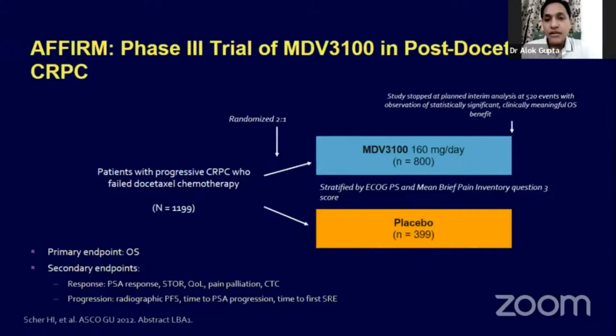So in the first part, the entire story began with this large phase 3 trial, the AFFIRM trial. It was a 1200 patient trial done in post-docetaxel treated metastatic CRPC patients. These patients were randomized to receive enzalutamide 160 milligram per day versus placebo in a 2:1 randomization. So 800 patients received enzalutamide and 400 received placebo. The primary endpoint of this study was overall survival.